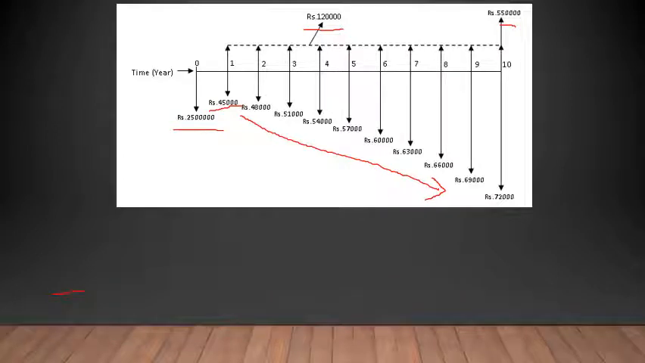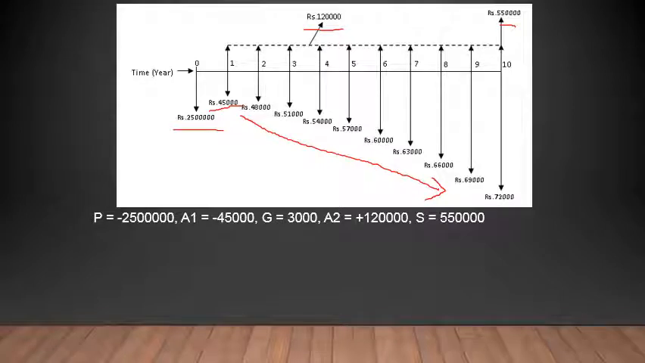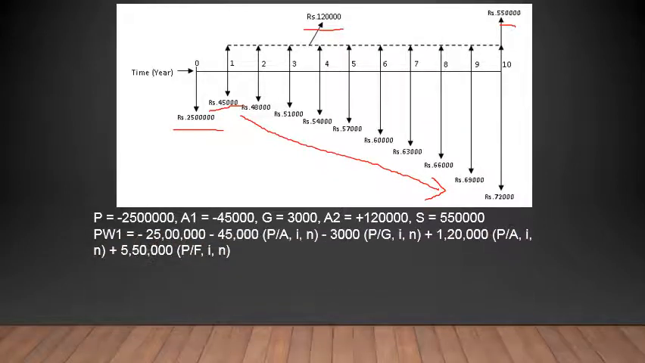Now let us solve the problem. First, put them. P is equal to 25 lakhs, A1 is equal to minus 45,000, G is equal to 3,000, A2 is equal to plus 1,20,000. What is that A2? That is the income. S is equal to 5,50,000. Let us convert everything into P. First, 25 lakhs. It is already P. There is no need for any further conversion. Retain it as it is.